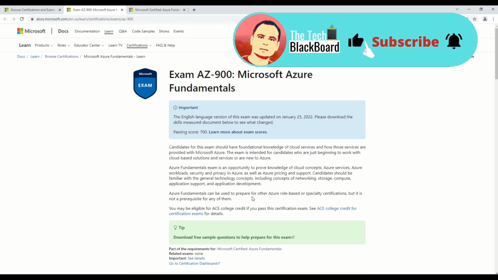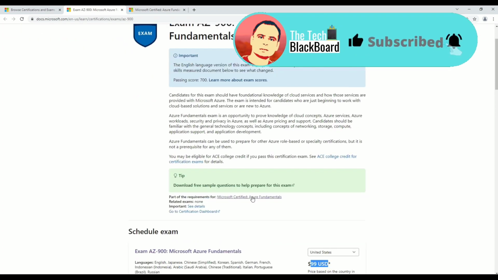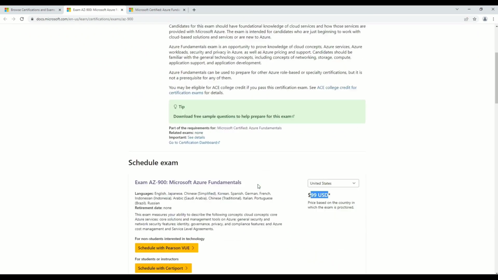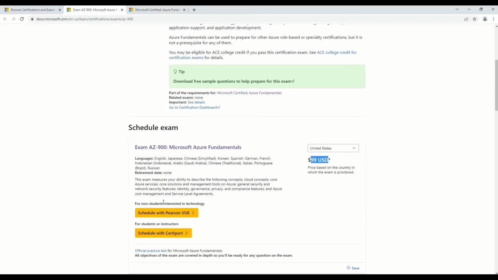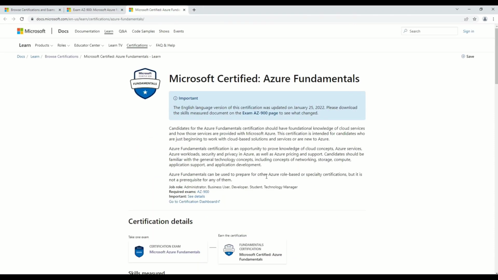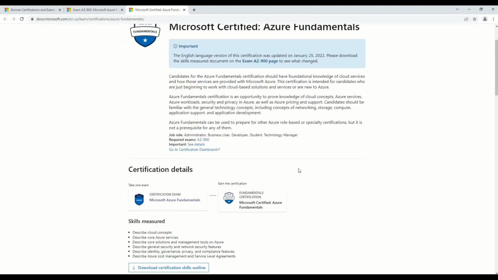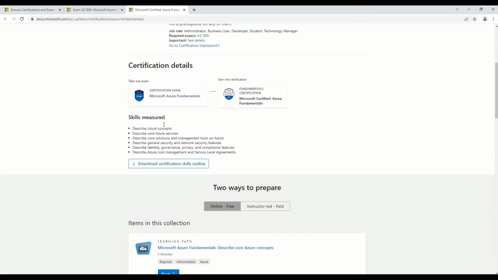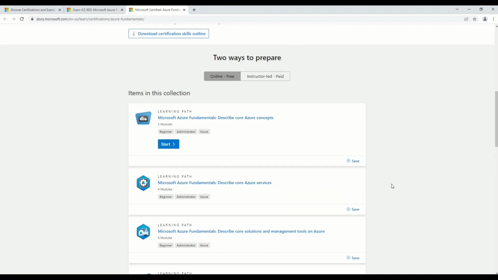Coming on this page, you can see all the information that you would need to pass the exam. So here is a small description of the exam. Then you see how you can schedule the exam. What is the fees? On the other hand, if you go to the Microsoft Certified page, then here you can see the skills that are measured, and you can also see the Microsoft Learn.